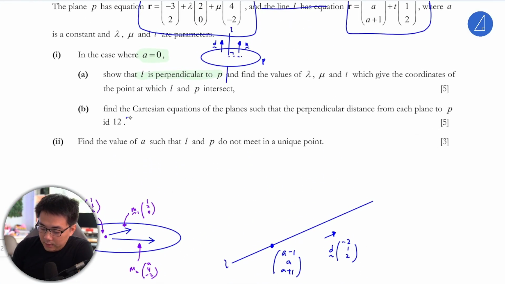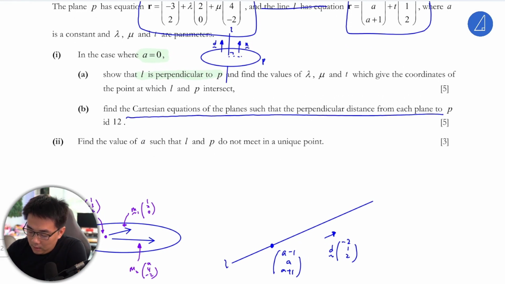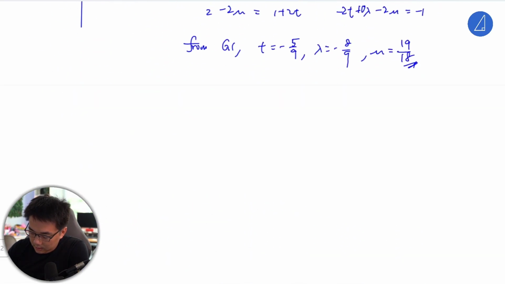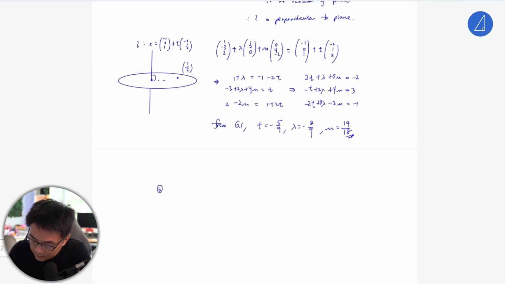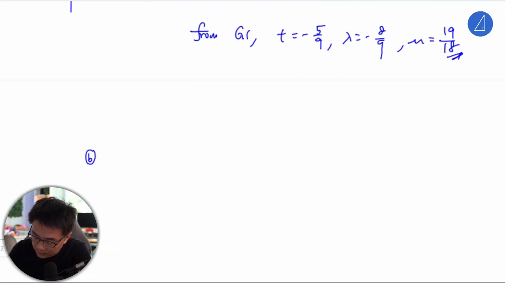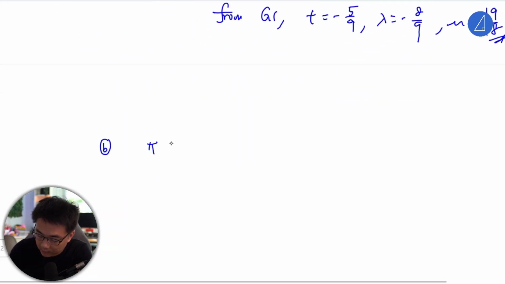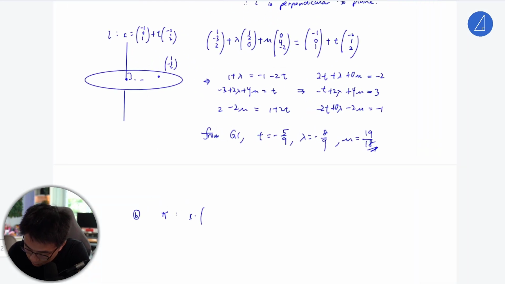Part B. Find the Cartesian equations of the planes such that the perpendicular distance from each plane to P is 12. Let's try and understand this. For part B, I think we still need the scalar product form first. So we just find the scalar product form of r dot n, so r dot n, which is (1, -3, 2).